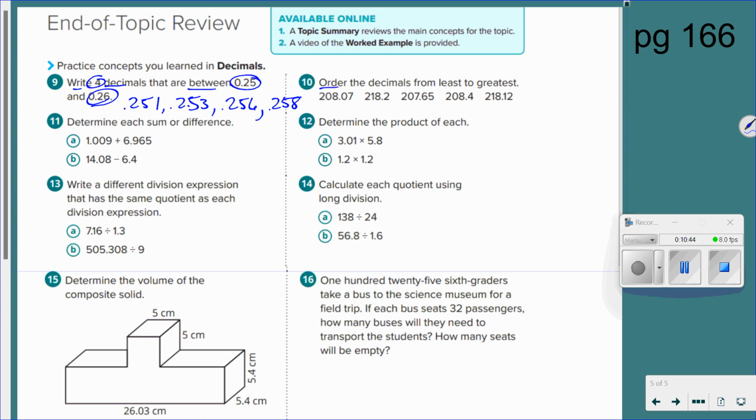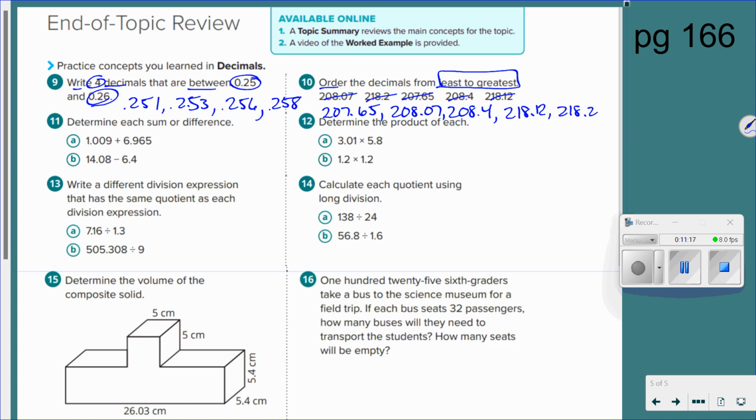Order the decimals from least to greatest. Very important you pay attention to which way they want you to go. Least means I'm starting at the smallest, which would be the 207. So 207 and 6500ths. I have 208, so the 0 comes next. 208.07. 208 and 4/10. I have 218s. The 1/10 will come before the 2/10. 218 and 12/10. 218 and 20/10, or 2/10.